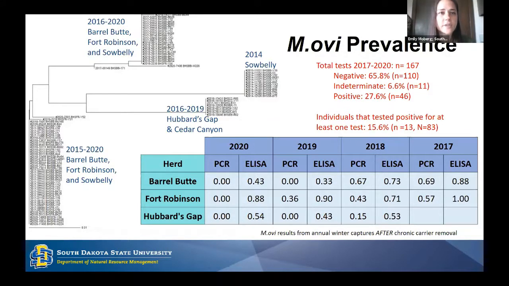And our tree over here kind of shows the different strains that you can see in each herd. And so that Hubbard's Gap herd is very distinct when they did have it. But otherwise, Sow-Belly, Barrel Butte, and Fort Robinson, you can see tend to commingle.